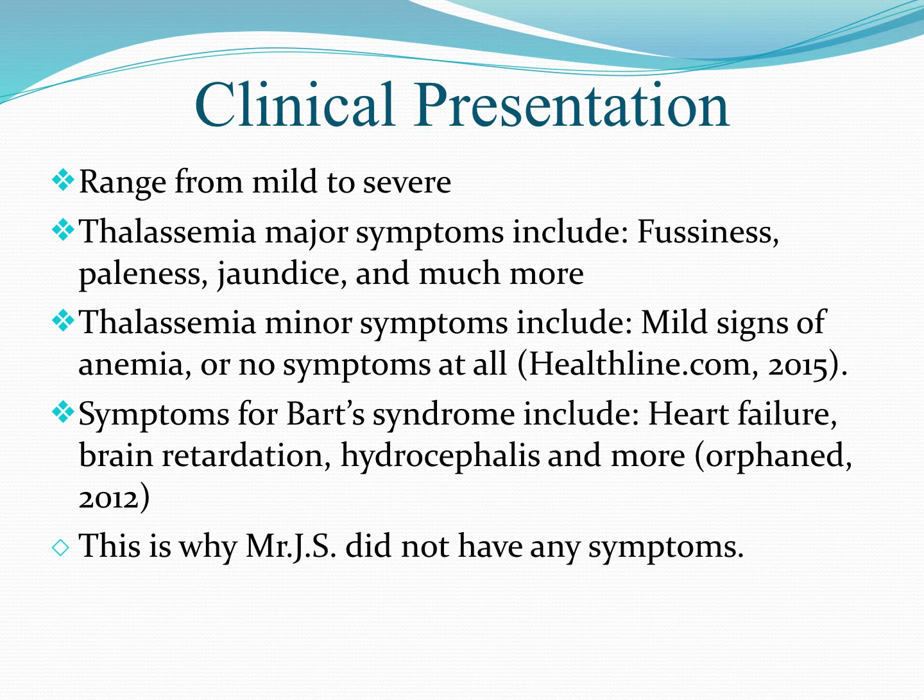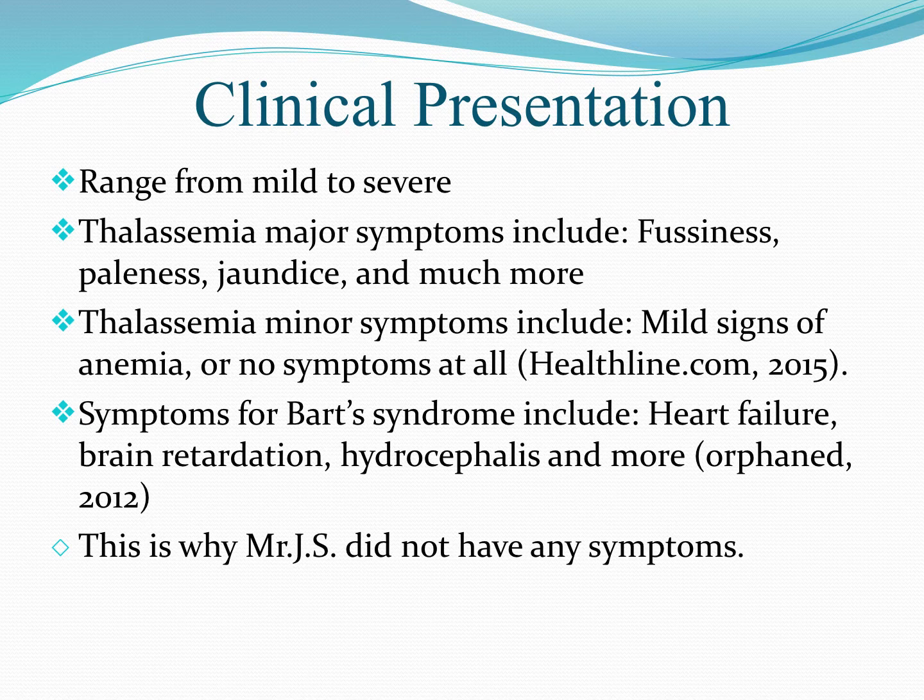Thalassemia major, of course, has more symptoms, and these symptoms include fussiness, pettiness, jaundice, and much more. In comparison to thalassemia minor, symptoms may include mild signs of anemia or no symptom at all. Symptoms of Bart syndrome include heart failure, brain retardation, hydrocephalus, and much more. Remember, this is the most severe type of thalassemia disorder that ever existed.